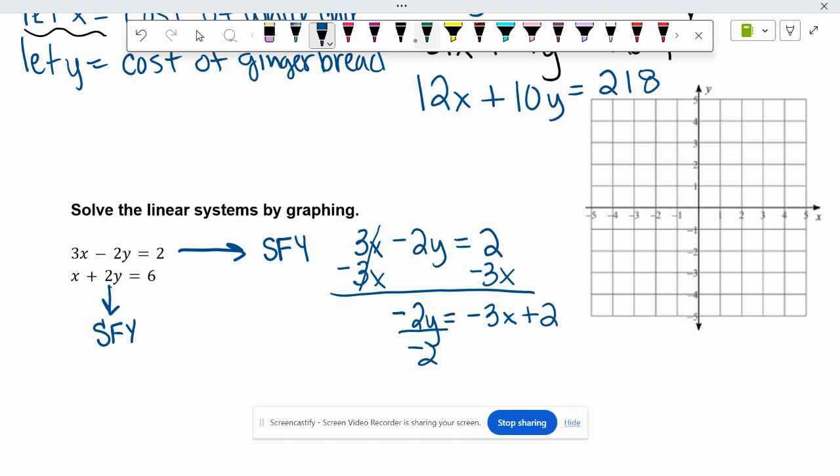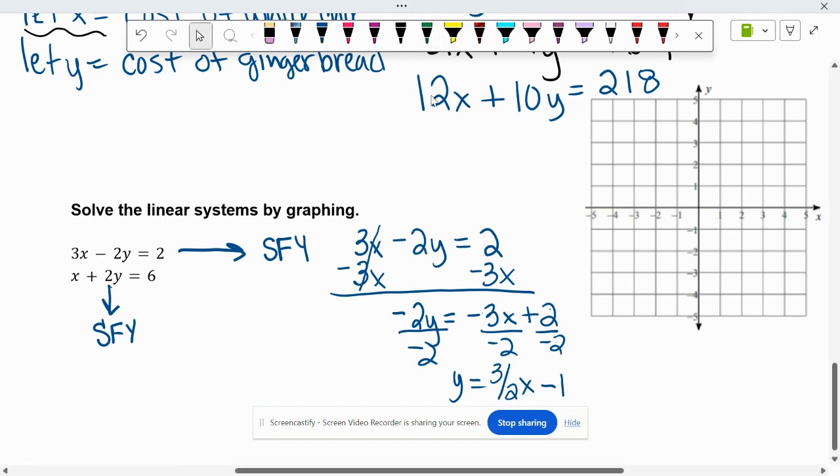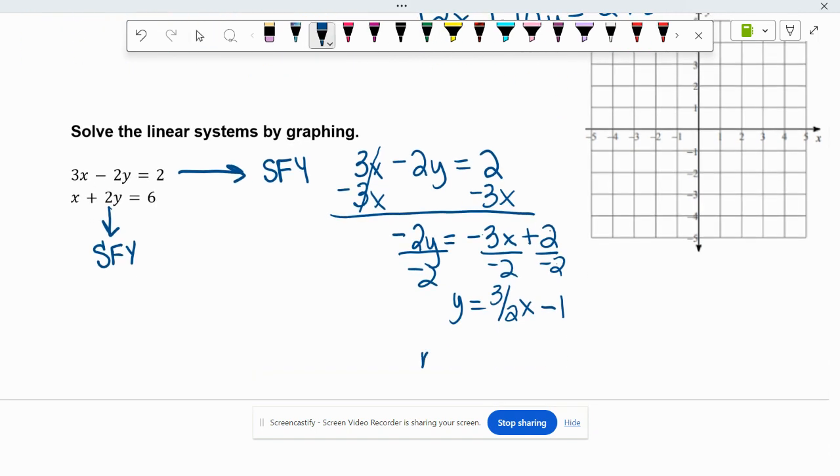Divide everything by negative 2. So y equals, a negative divided by a negative is a positive 3/2 x, a positive divided by a negative is a negative, 3/2 x minus 1. I'm going to write down right here what my slope is and what my y-intercept is. My slope is 3/2, and I'm going to begin at negative 1.